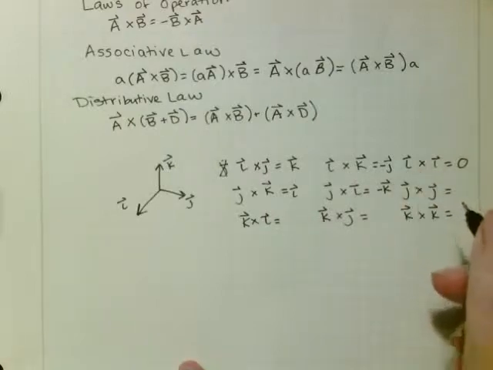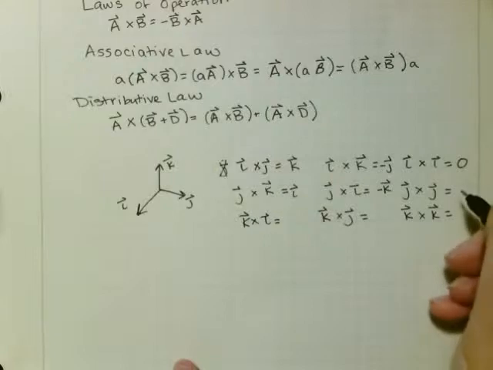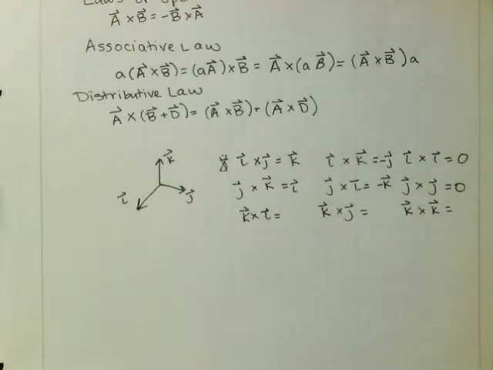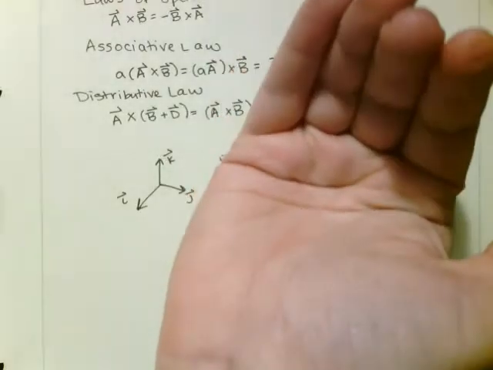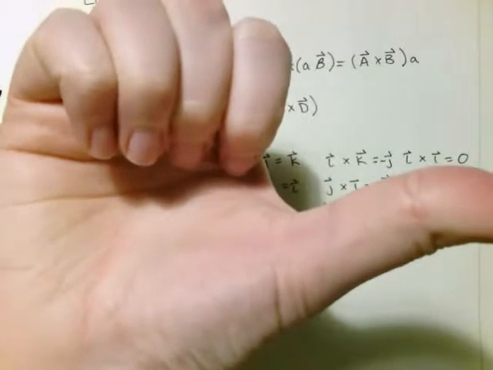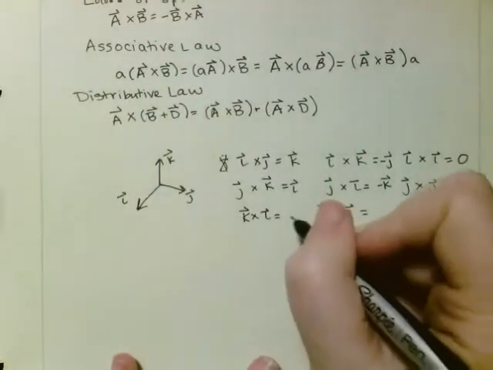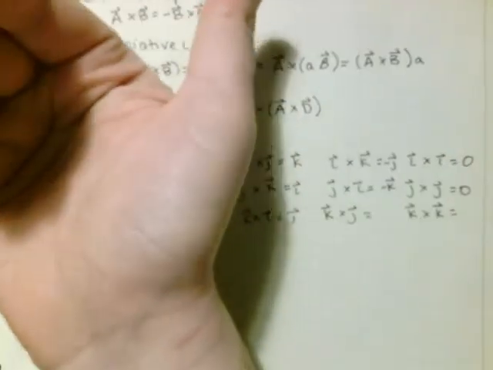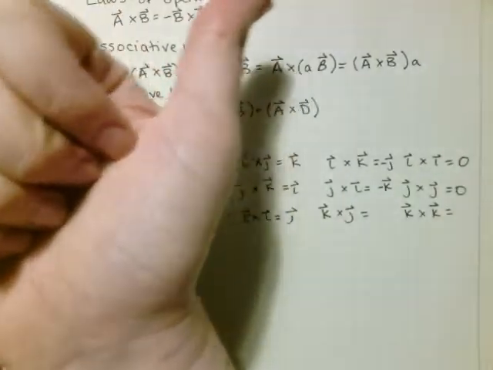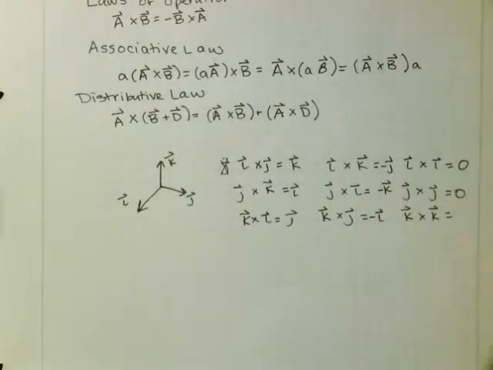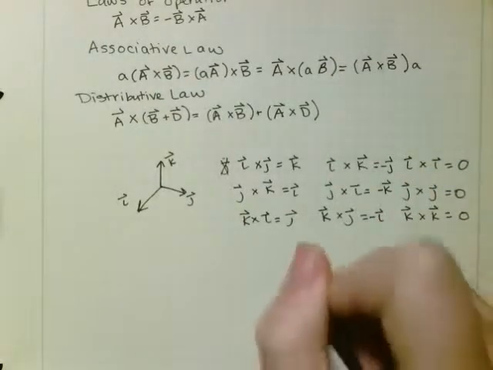J cross J is the same thing as I cross I. The angle's 0, so the sine of 0 is 0. Okay, K cross I. Point your fingers in the direction of K, curl towards I, and my thumb is pointing in the direction of J. It's positive J. Okay, put your fingers in the direction of K, curl towards J, and we get negative I. And K cross K is going to be 0.